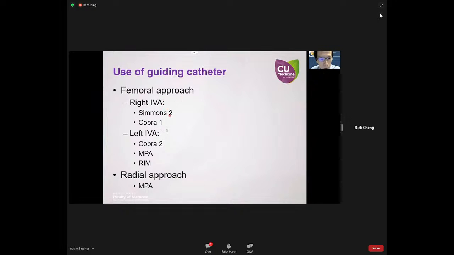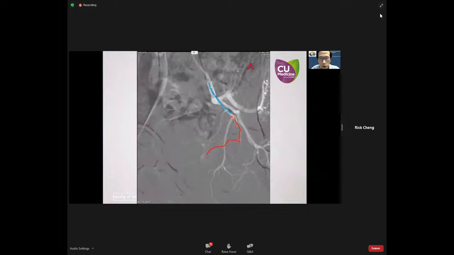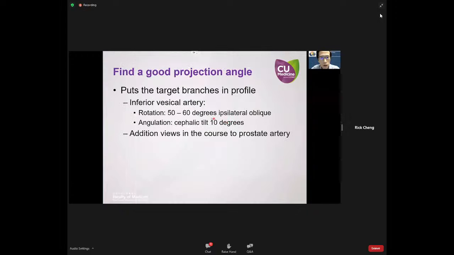With the use of a guiding catheter, there are a number of choices for different approaches, femoral approach or radial approach, for the right inferior vesical artery or the left. So in this case, we can see that the inferior vesical artery is over here, and the guiding catheter is over there. There's still a gap between them. So in this case, we will try to advance the guiding catheter up to here before we do the catheterization. That will facilitate the procedure a lot.